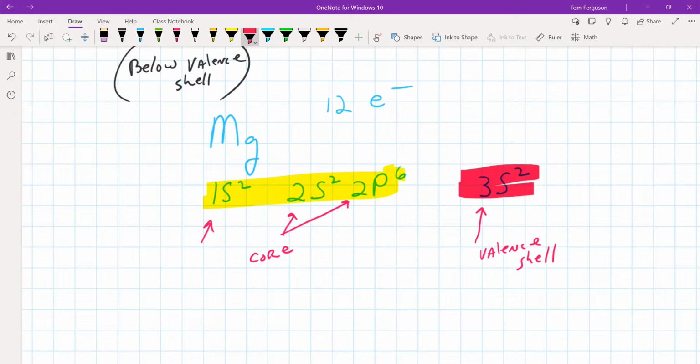And they are going to influence the chemistry of that element. The core electrons, again, are super stable. Super stable means they are not going to go anywhere. They are happy to be exactly where they are. They're happy to be core electrons. Valence shell electrons are not happy because they're unstable. And what happens is they want to become more stable.